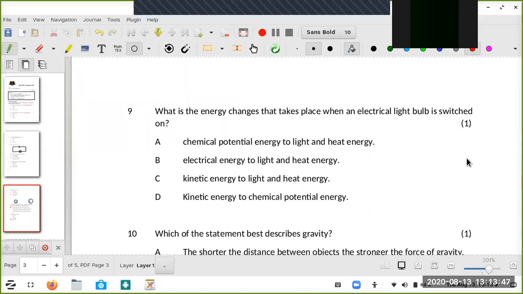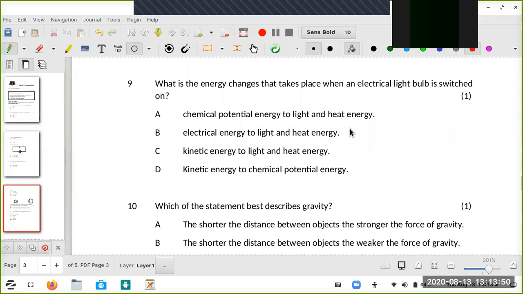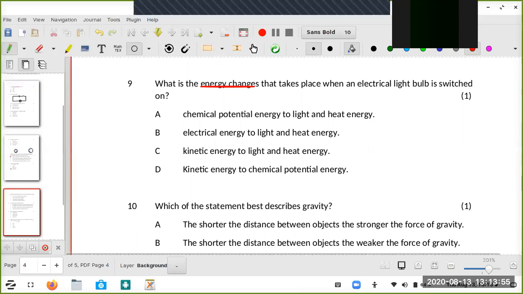Right. Then 9. What are the energy changes? The keyword we are dealing with is energy changes that take place when an electric bulb is switched on. So an electric bulb is connected onto electric wires or connectors. Now, let's check what the changes are.